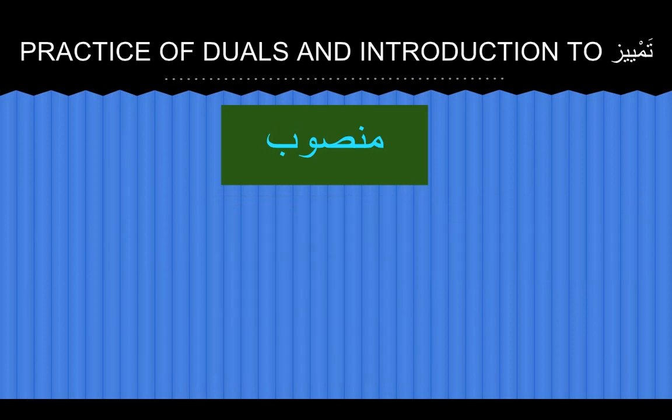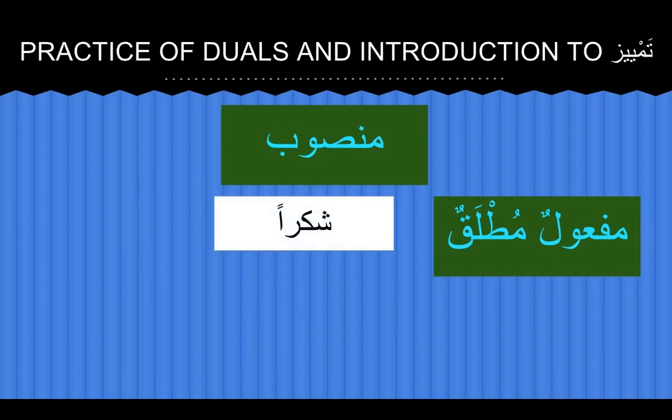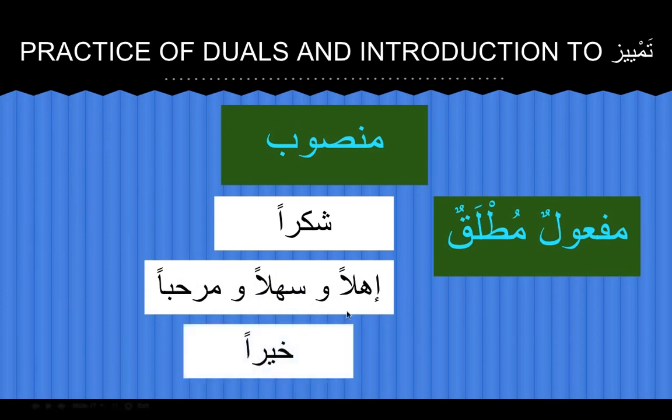The second form we've learned is called maf'ulun mutlaq. We just know about these nouns like shukran. Most commonly what we use when we say thank you, shukran, and we have learned ahlan wa sahlan wa marhaban, khayran, jazakallahu khayran. These are maf'ulun mutlaq. So we'll learn about these later, inshallah. But these are mansoob. There's a reason why they are mansoob.